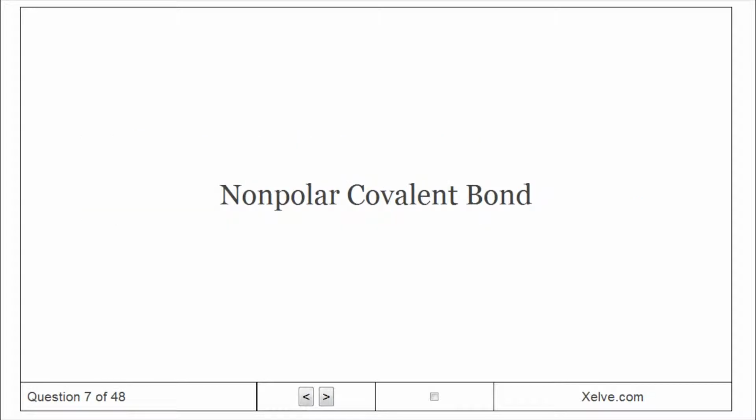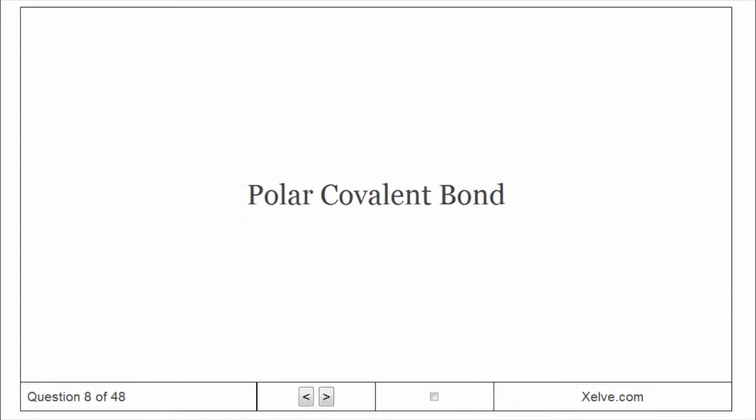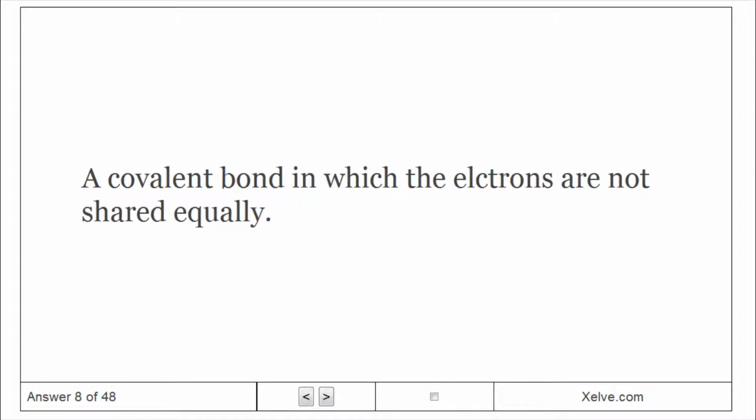Nonpolar covalent bond. A covalent bond in which the electrons are equally shared. Polar covalent bond. A covalent bond in which the electrons are not shared equally.